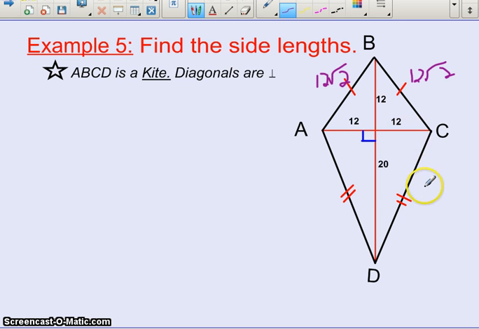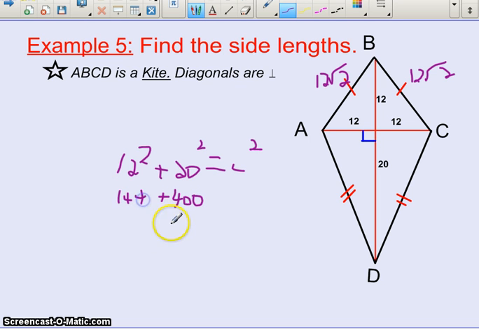Okay, well, to get this hypotenuse, it looks like we're going to have to use the old Pythagorean again. So we'd have 12 squared plus 20 squared is equal to c squared. So that would be 400, and this would be 144. So that would be 544 is equal to c squared.